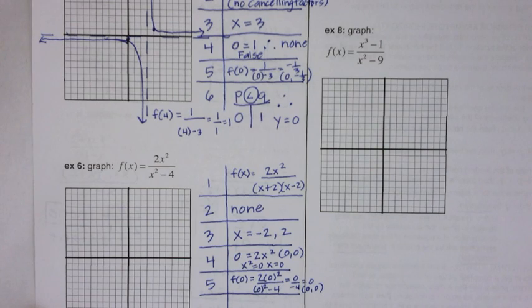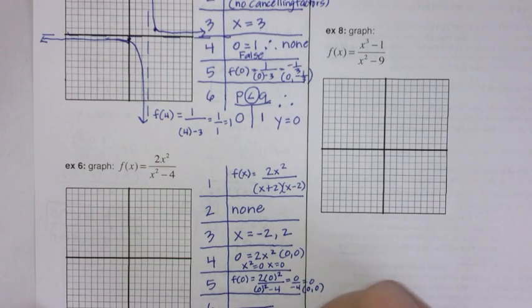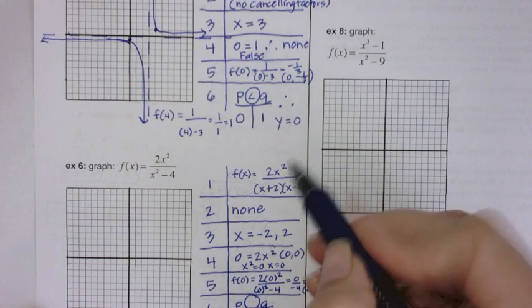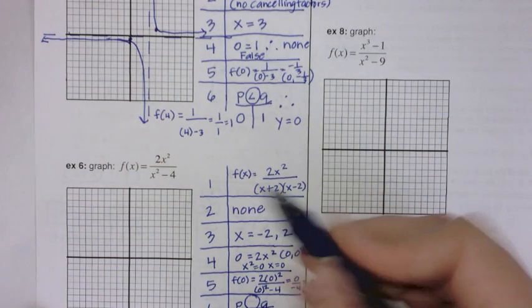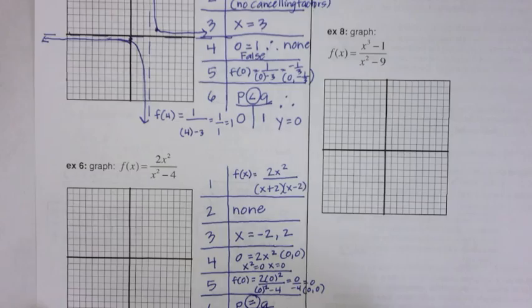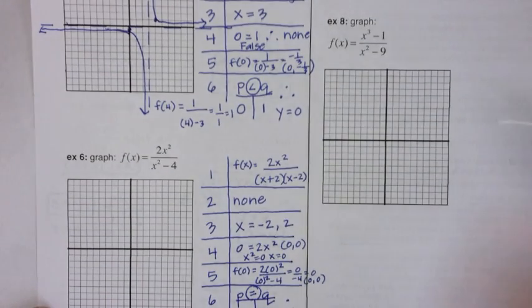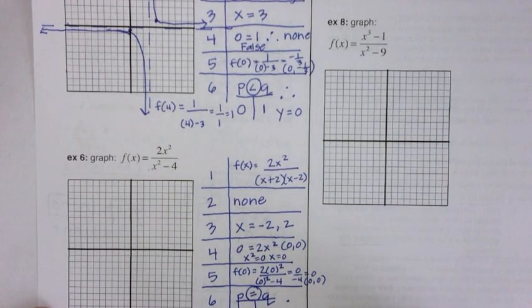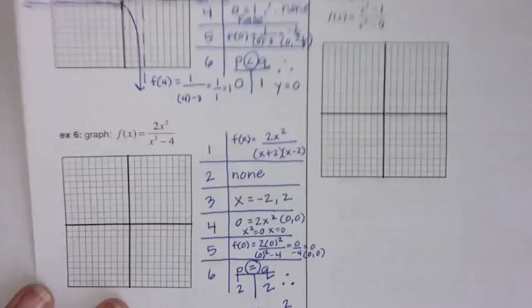Okay, and then step 6 is our P and Q. This is where we would also do our slant asymptote if there is one. So P equals 2, that's the highest power of x in the numerator. Q equals 2, that's the highest power of x in the denominator, so they're equal. Therefore, we are going to do y equals a over b, so 2 over 1, the ratio of their leading coefficients. So y equals 2.